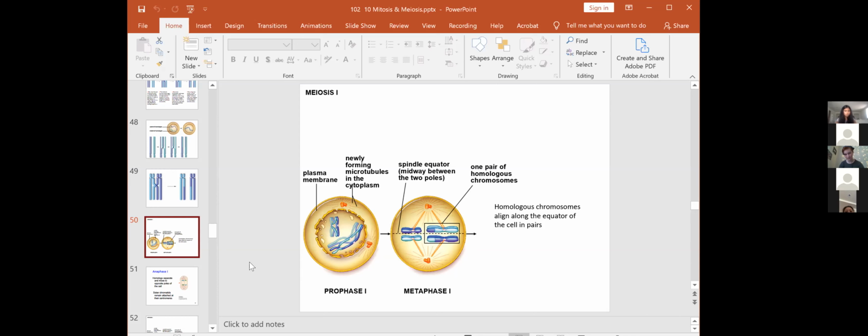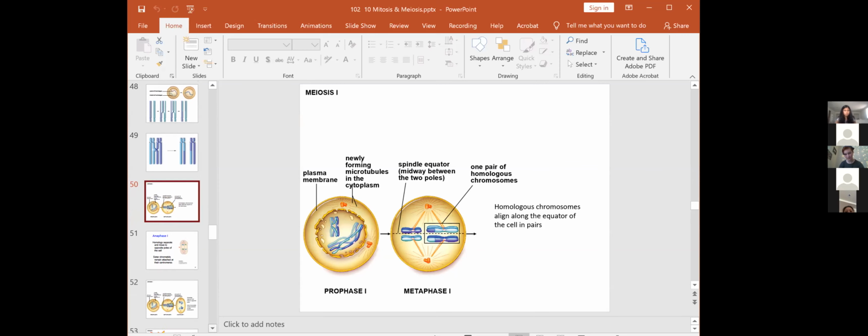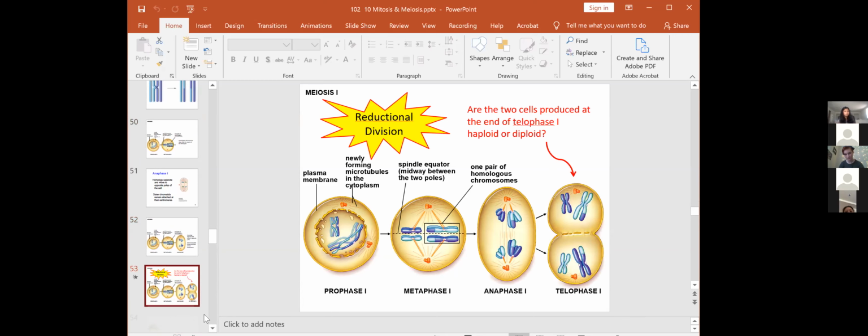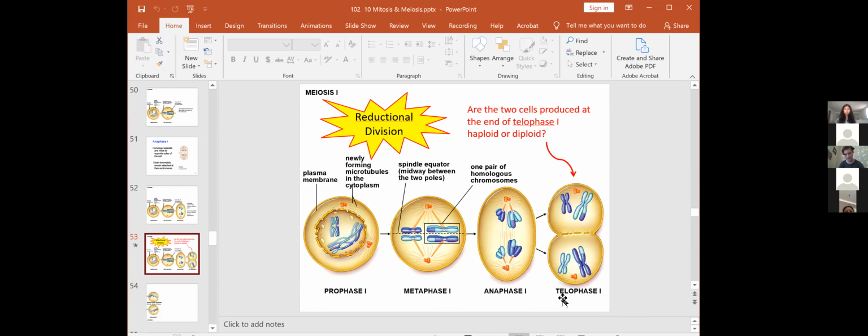So if they line up in pairs, what's going to separate in anaphase is not the identical sister chromatids, like what happened in mitosis, but rather the homologous chromosomes. And the result of that is we end up with cells that are haploid. And that's exactly what we want out of meiosis. Meiosis is producing your sex cells, your sperm and egg cells. Sperm if you're male, egg if you're female. And we need those to be haploid.